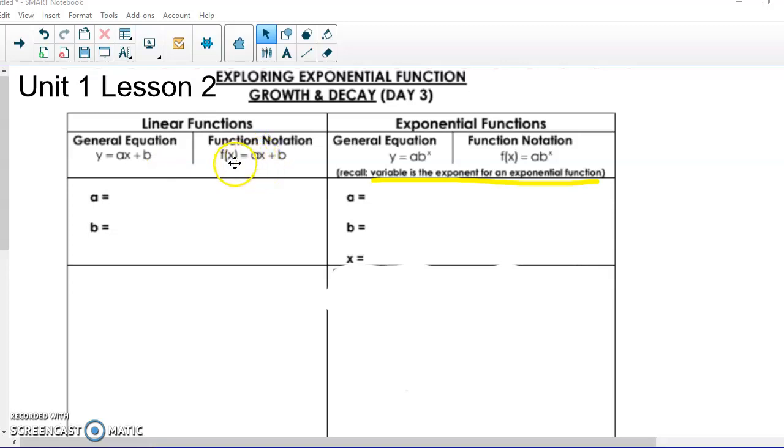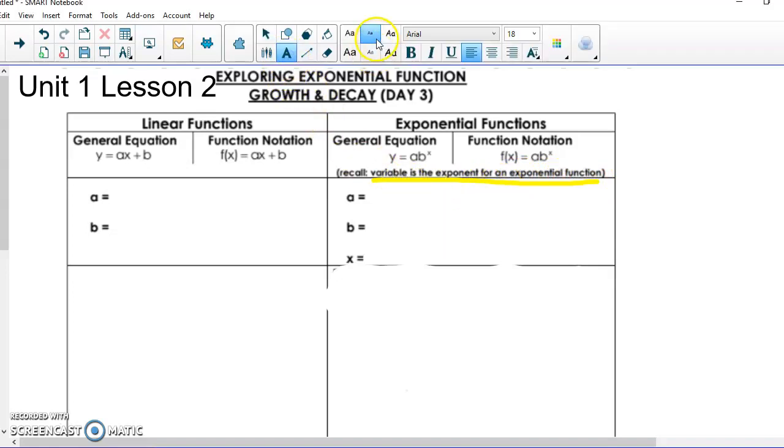Function notation means that there's a letter that's given to it. A lot of times it's given an F or a G or an H. In this case, this is F. And F of x tells us that the variable in the equation is going to be an x. So when we have a linear function, it looks like an ax term. So you have an x term and then sometimes a number out by itself. An exponential function means the x is in the exponent and you're using multiplication. So the variable is in the exponent for an exponential function. That's an important piece of information.